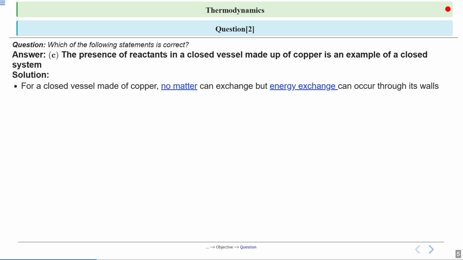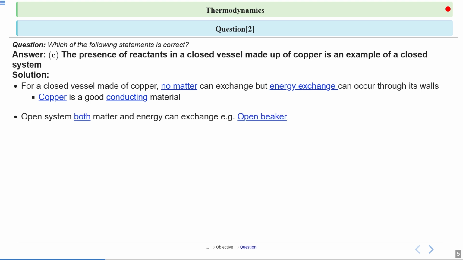Now, if I take a vessel which is made up of copper, then it can exchange energy. And the reason behind this exchange is that copper is a good conducting material. We know it is a metal and it can conduct both heat and electricity. That is the reason it can conduct this heat and thereby exchange energy. Therefore, we can say that since a closed system is one which can exchange only energy, hence a system imagined inside a copper vessel will also be a closed system.